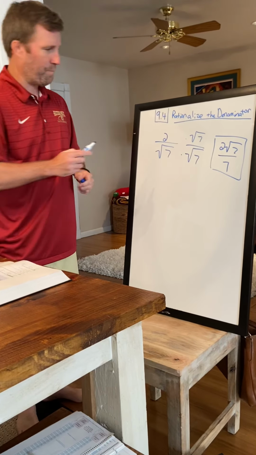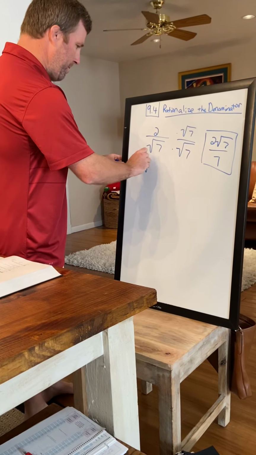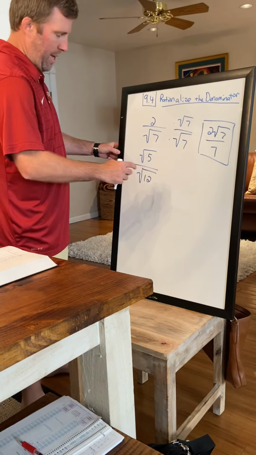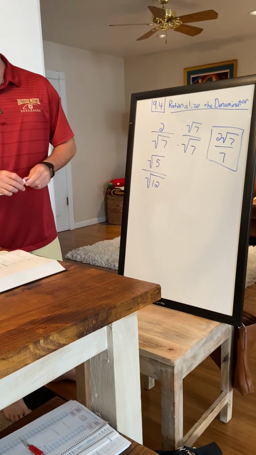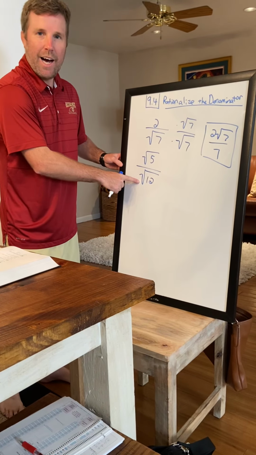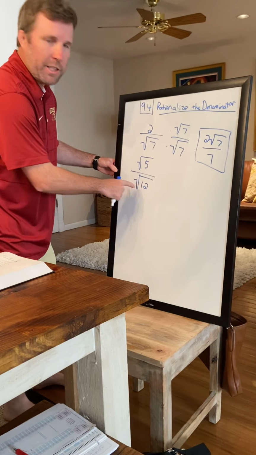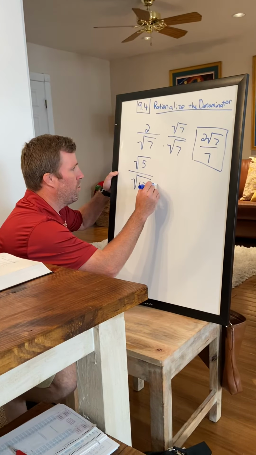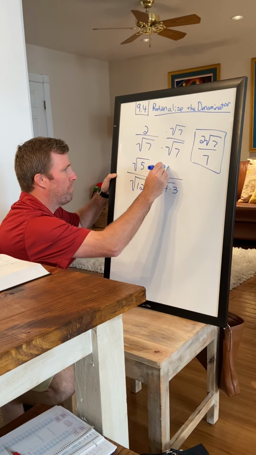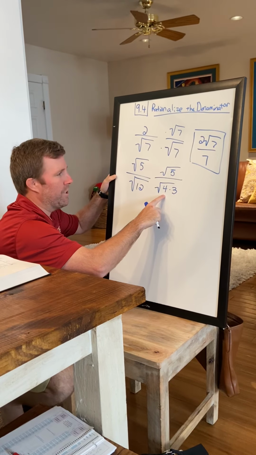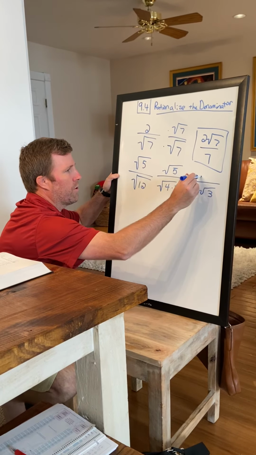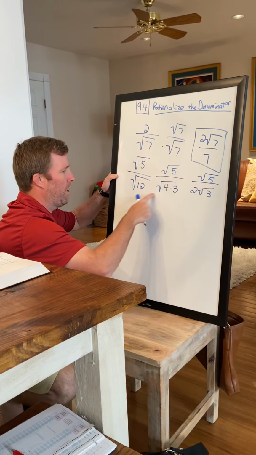Let's try another one. The square root of 5 over the square root of 12. Okay, I can't have the radical in the denominator, but this denominator is not fully simplified. I know there's a perfect square that goes into it. I can break the square root of 12 down into the square root of 4 times 3. And the square root of 4 is 2. So it's the square root of 5 over 2 square root of 3. So I'm just going to bring that over here.